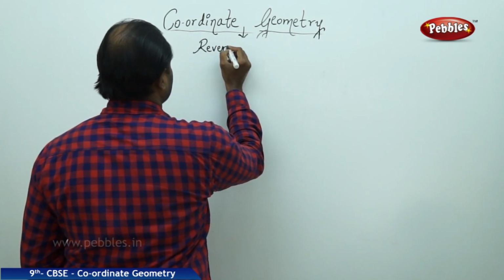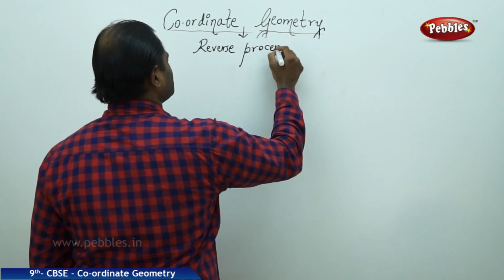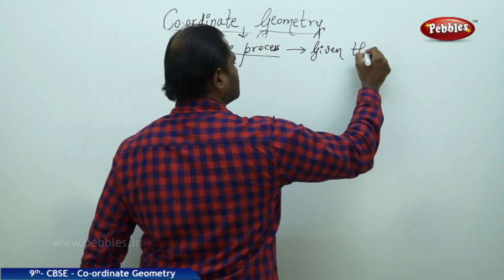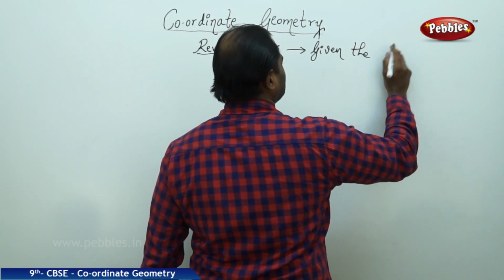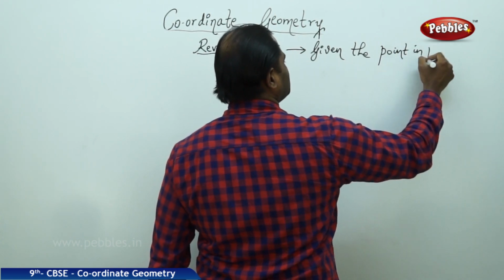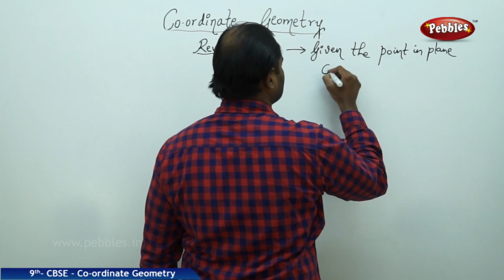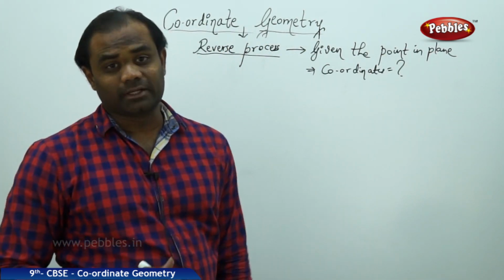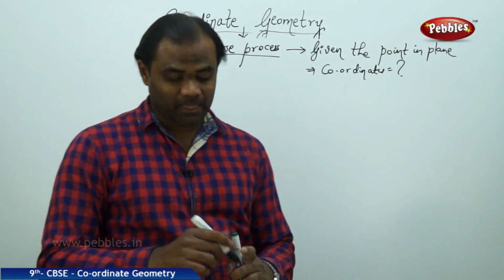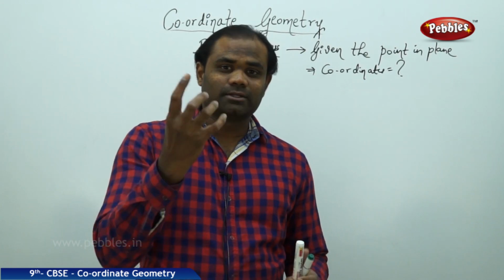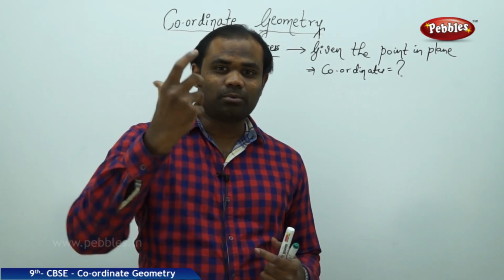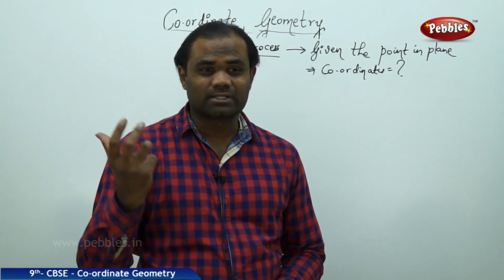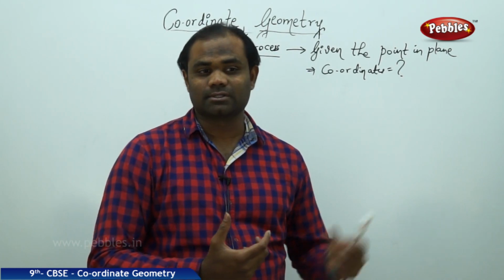Let's start with the heading: Reverse process. Given the point in the Cartesian plane, how do we identify its coordinates is what is called the reverse process, because in all the sessions we have discussed a point which is plotted on the Cartesian plane. But what if the point is given in the Cartesian plane and we would like to locate the point with its coordinates? The values of its abscissa and ordinate is what we need to discuss in this session.